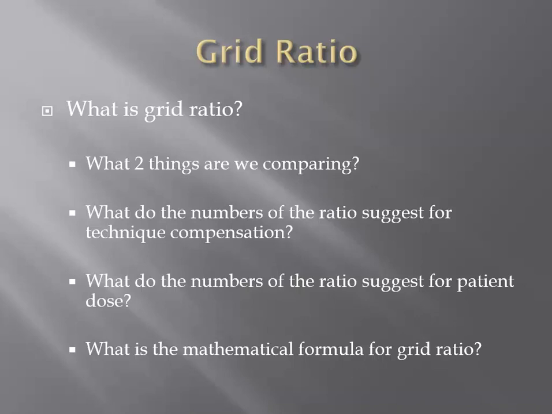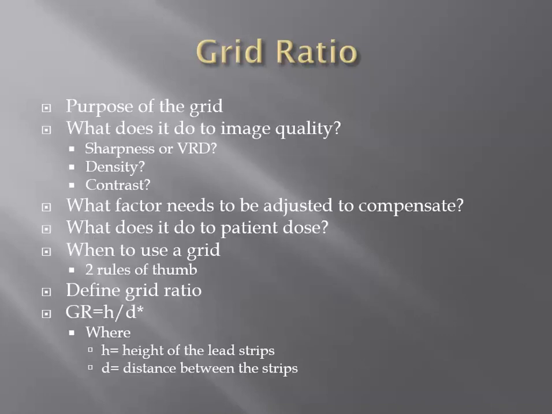The higher the number, 8-to-1, 10-to-1, 12-to-1, the more mass you're going to need to compensate for changes in grid ratio. What that means is that the higher the grid ratio, the higher the dose for the patient. So the mathematical formula is grid ratio is equal to the height of the lead strip divided by the distance in between. Again, the purpose for the grid is to clean up scatter radiation.